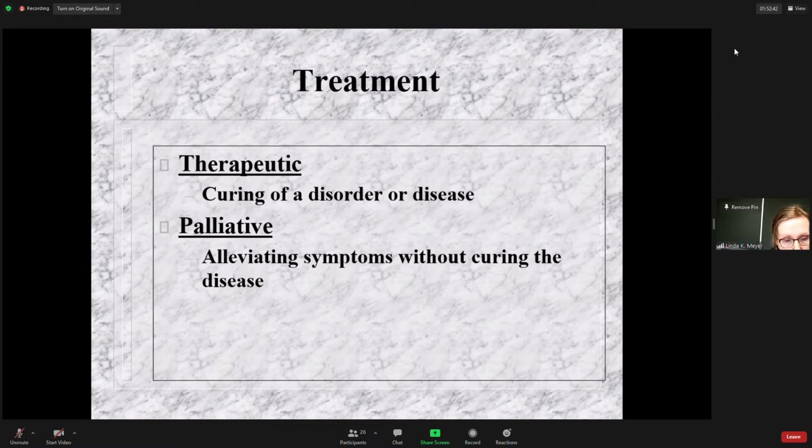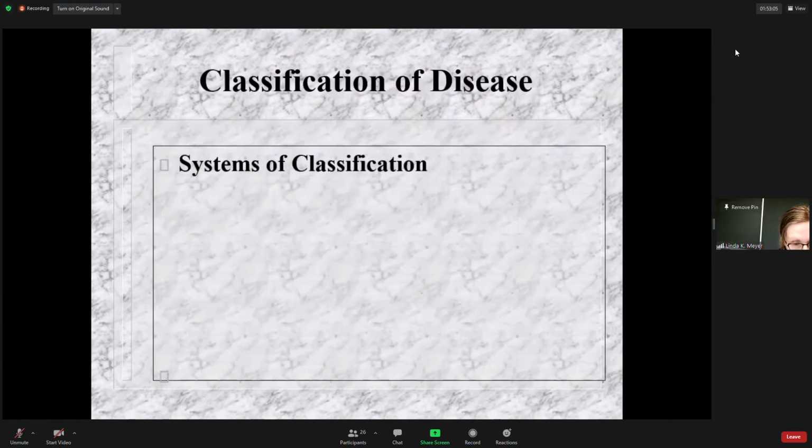They may be taking certain drugs to relieve pain or discomfort, or they may have some kind of chemotherapy, but it's not really curative for the patient. Okay, so that's the steps in patient care that we finished up.